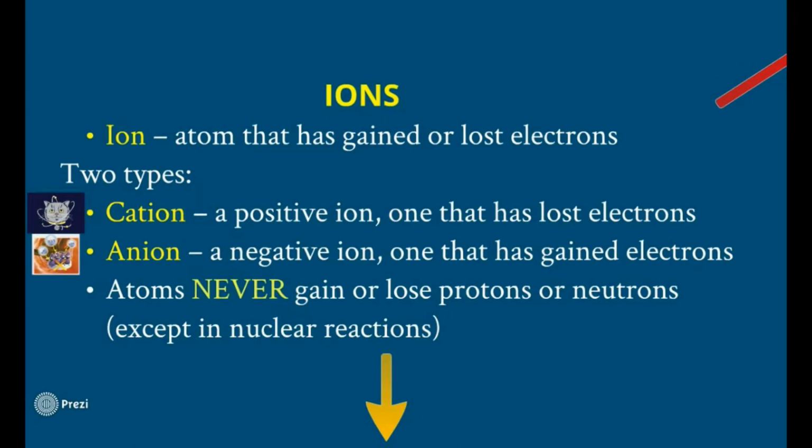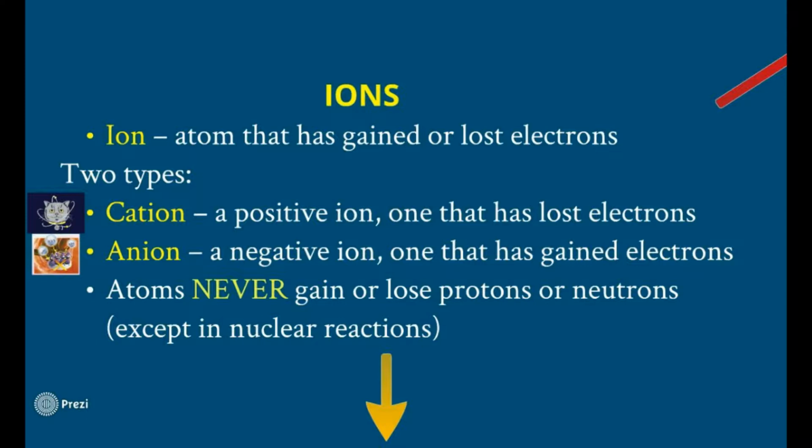An ion is basically an atom that has gained or lost electrons. So what charge do electrons have? Negative. So if you lose negativity, are you going to become more negative or more positive? More positive. And if you gain more negativity, you're going to be more negative. So that gets us the only two types you can have.